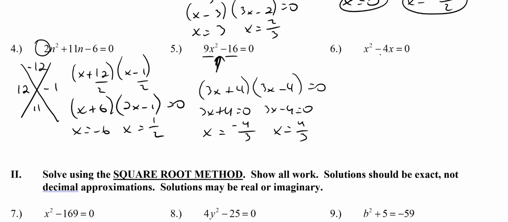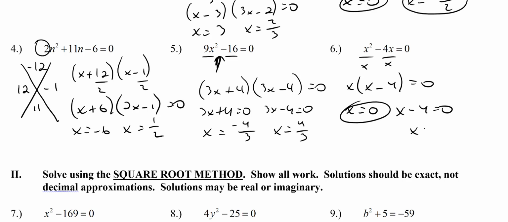Okay, this one's the greatest common factor. It might look like a difference of 2 squares, but it's not, because you have an x. If that was just x squared minus 4, it would be a difference of 2 squares, but the greatest common factor is x. So I factor an x out of there, and I get x equals 0, and x minus 4 equals 0. So this one's already solved, and I add 4, I get x equals 4. So 0 and 4. Okay?